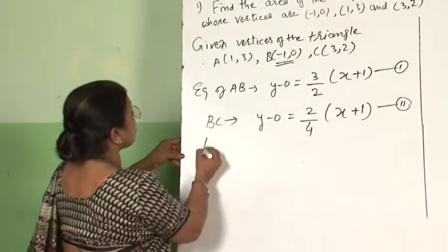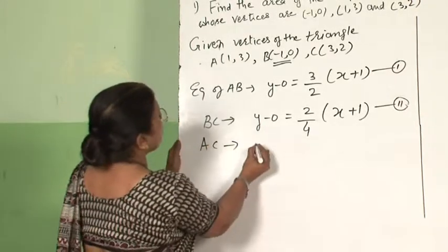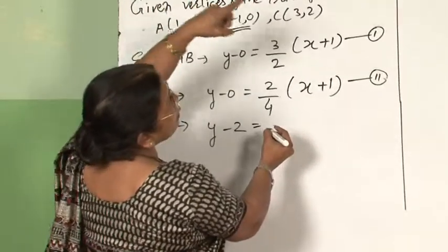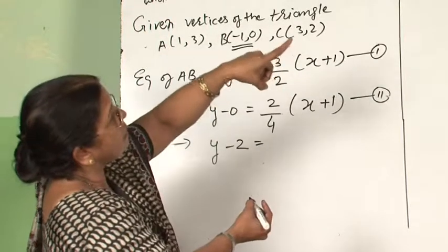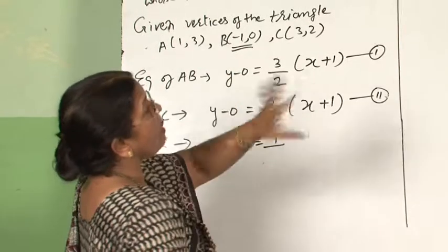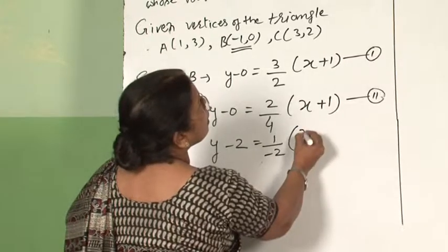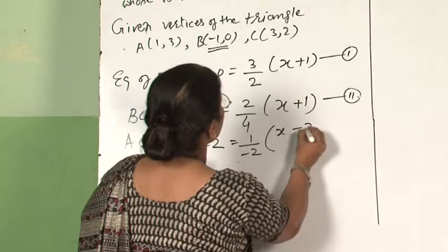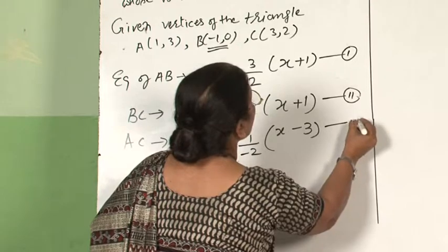Now what is the equation of AC? The equation of AC is: y minus 2 is equal to (y2 minus y1), that is 3 minus 2, 1, upon (1 minus 3), that is minus 2, into (x minus 3). So this is the equation of this line.